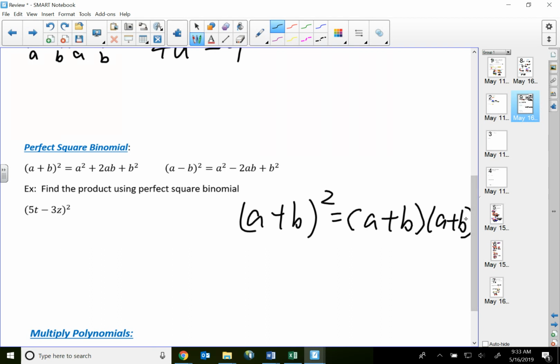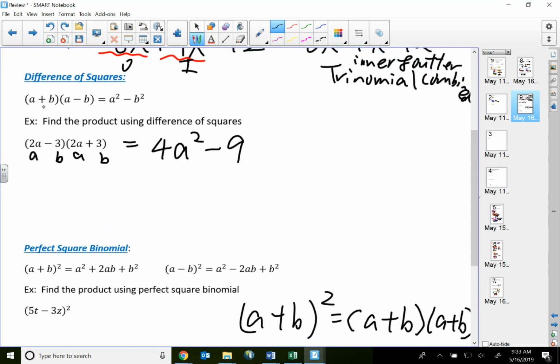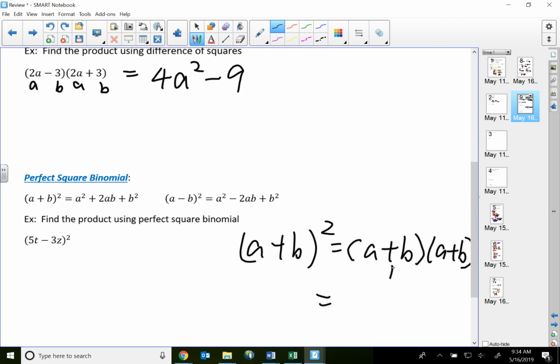So if you fold this out, what you're going to notice is the difference between a perfect square binomial and the difference of squares is the signs. Difference of squares has two different signs in the parentheses. Perfect square binomial, you have the same sign. When the first terms are the same in the two parentheses and the second terms are the same, if the two signs are the same, then this becomes a perfect square binomial problem.